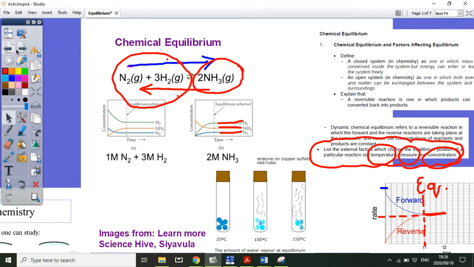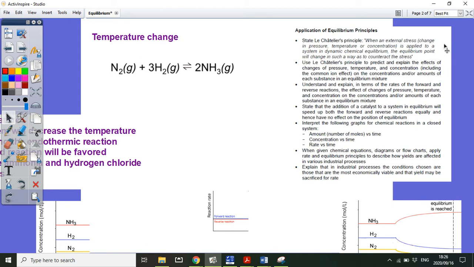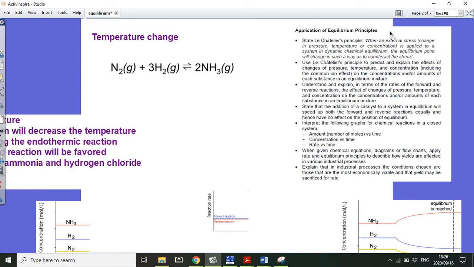But now Le Chatelier gave us a quick and easy way to predict what's going to happen in a system. So he said, when an external stress, now remember it's those three that we spoke about, pressure, temperature, and concentration, is applied to a system in equilibrium, it has to be in equilibrium, the equilibrium point will change to counteract the stress. What we mean by point will change is, again, if we favor the forward reaction, we're favoring the product side. And if we're favoring the reverse reaction, we're favoring the reactant side.